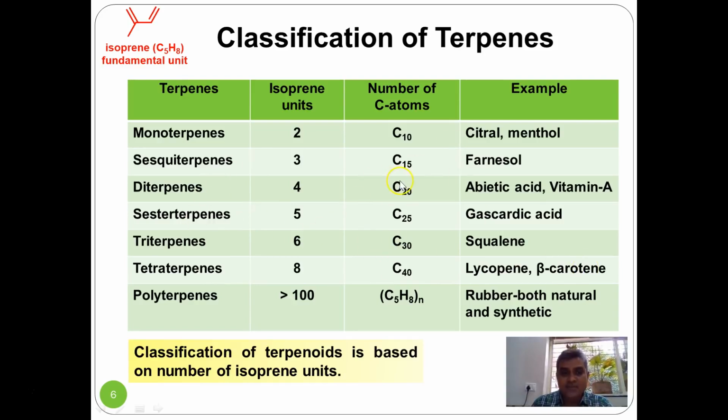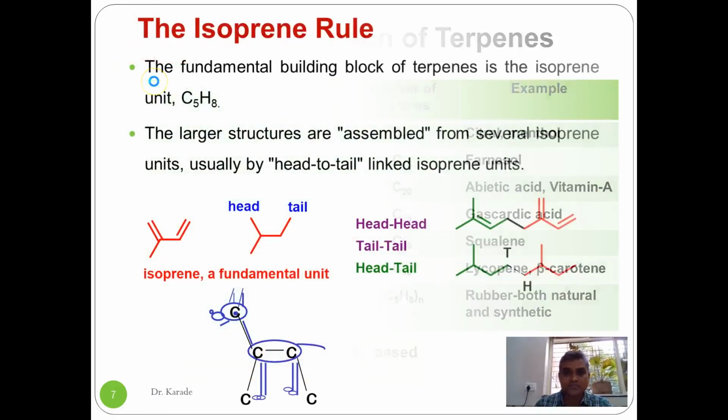Compared to any other class of terpenoids, examples of sesterterpenoids, that is C25 carbon atoms, are relatively few in the literature. The lower classes of terpenoids, mono and sesquiterpenoids, are relatively steam volatile, contributing to the development of essential oils. When a terpenoid contains more than 100 isoprene units, the resulting molecule may be called a polyisoprene, and polyisoprene is called natural rubber. So this is the classification of terpenoids based upon the isoprene molecule.